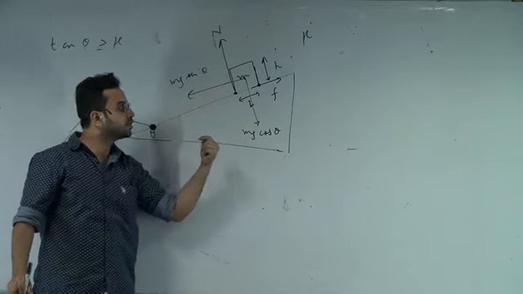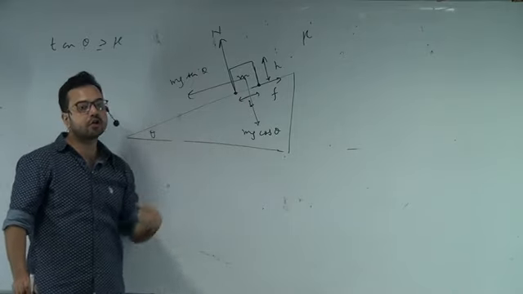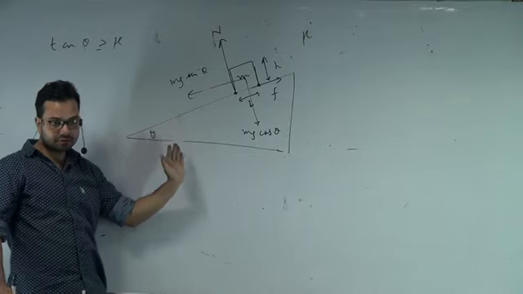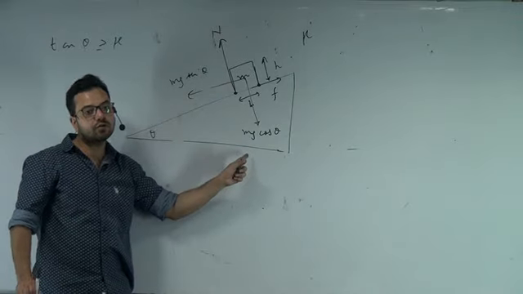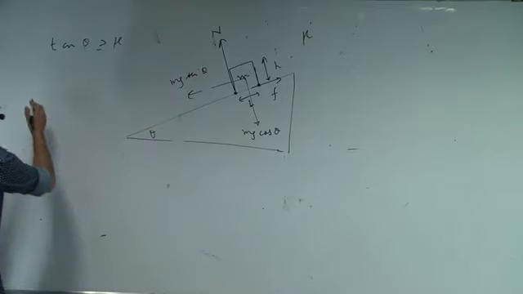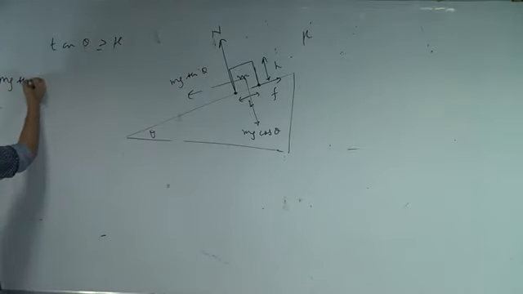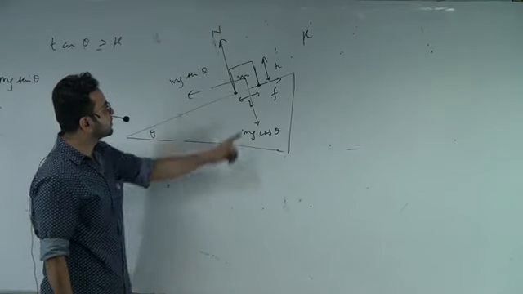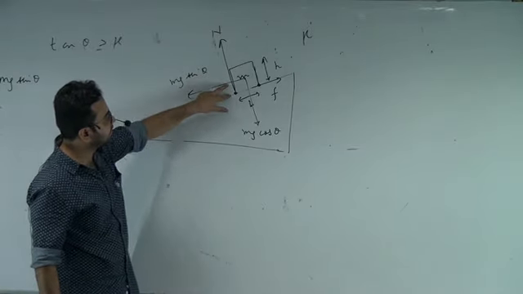So the torque of mg cos theta should be balanced by the torque of mg sin theta. mg sin theta is trying to topple it, and mg cos theta is trying to counter that. Is that correct? So what is the torque of mg sin theta? It would be mg sin theta multiplied by this distance, h by 2.